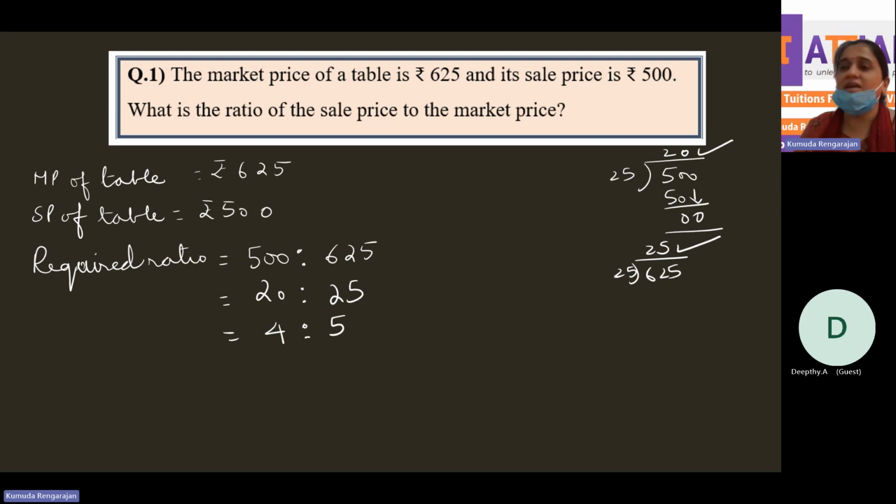We just started. Take down the answer. Comparing two quantities of the same kind is called a ratio. So you're comparing rupees 500 with rupees 625. Comparing two quantities of the same kind is called a ratio.